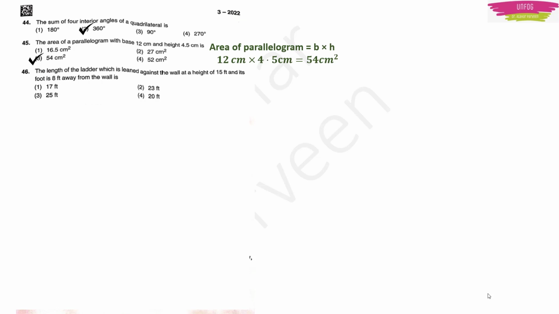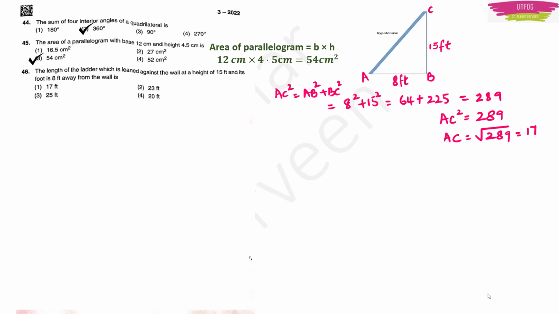The length of the ladder which is leaned against the wall at a height of 15 feet and its foot is 8 feet away from the wall is. You have to imagine a figure. If there is a ladder leaning towards a wall, it will become a right angled triangle. The distance between the ladder and the wall, that is AB, is given. It is 8 feet. And then the height of the wall is also given, till where that ladder will be touching the wall. That will be 15 feet. Correct? Now you apply Pythagoras theorem.